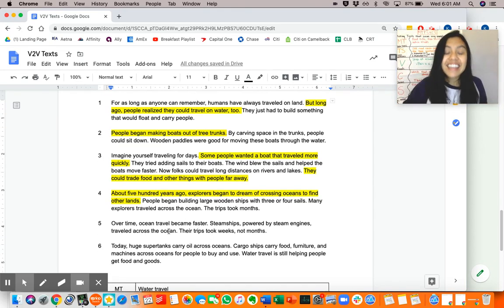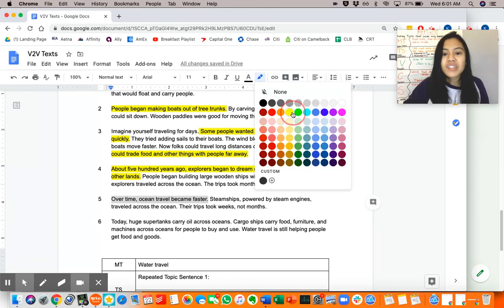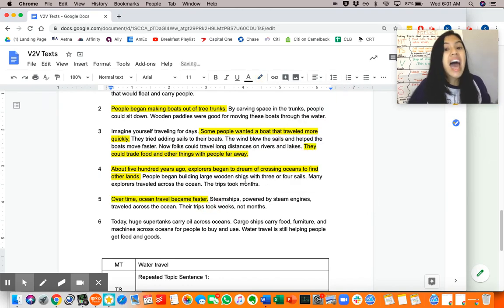Yes, again, friends, it talks about how over time, ocean travel became faster. How did it become faster? These new ships were invented, and it's just giving me bonus information for the rest of the paragraph about how ocean travel became faster. These all support this topic sentence. Let's go ahead and add that to our Google form.